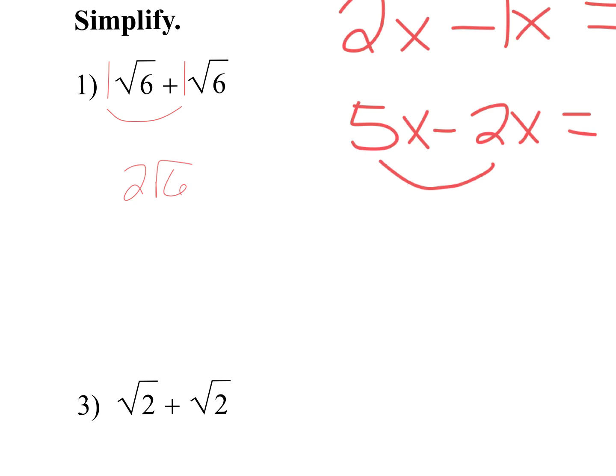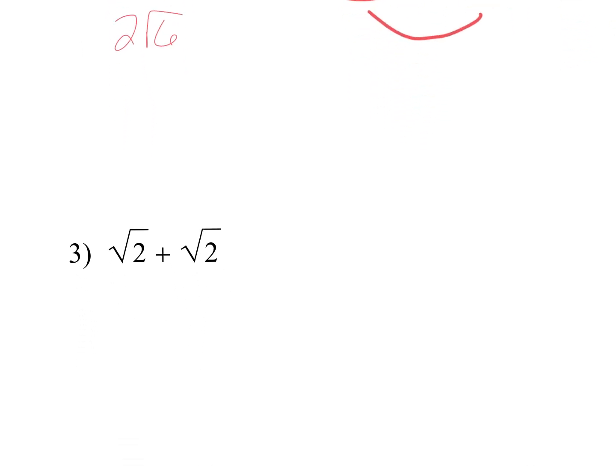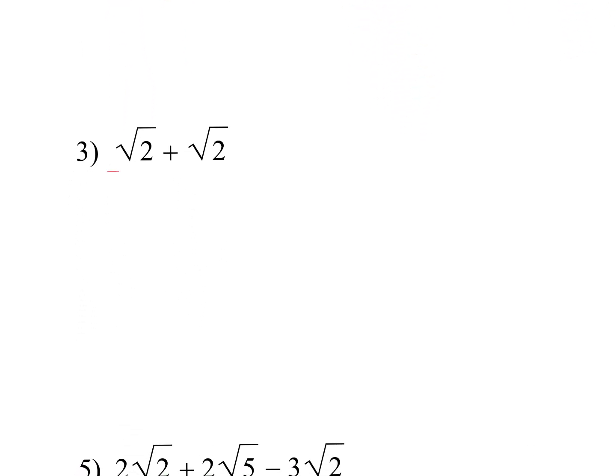Look at number 3. What do you check first? What do you want them to be? Are they the same? Yes or no? Yes. What do we do? Yep, 1's in front. So we have what as our final answer? 2 square root of 2 because we add together. Remember, think x plus x. So we have 2x, but our x is square root of 2.